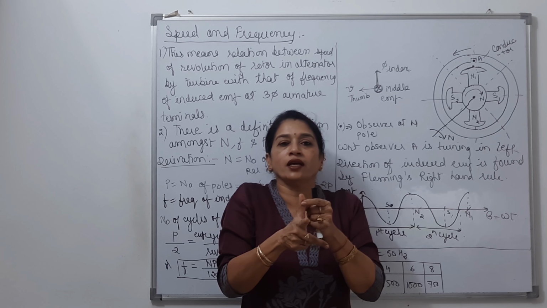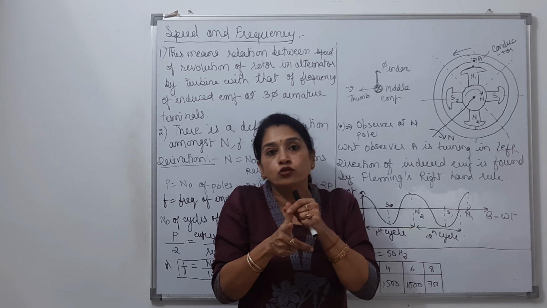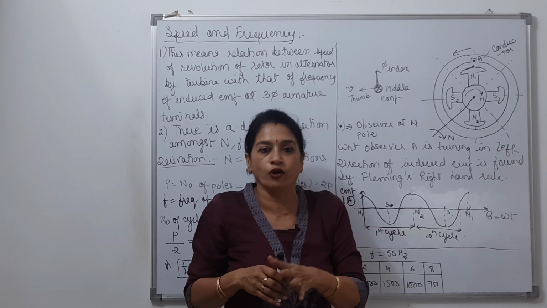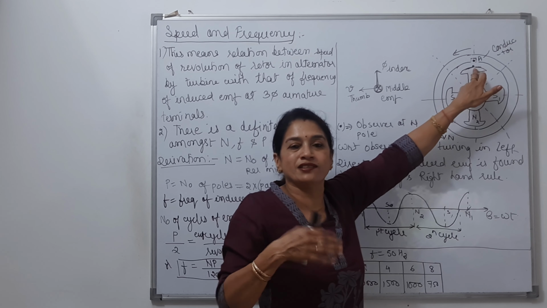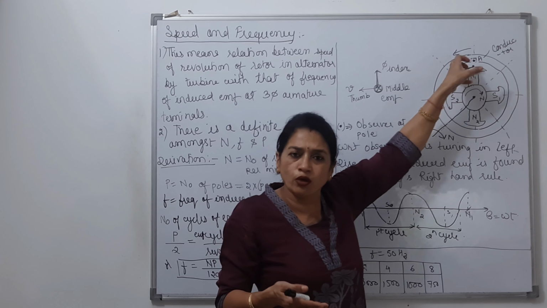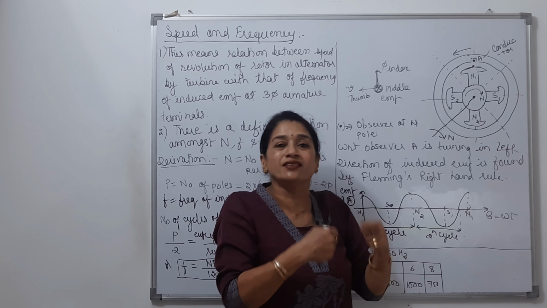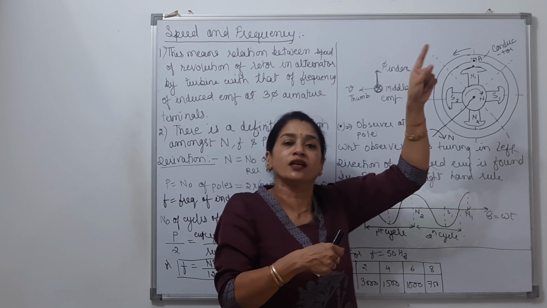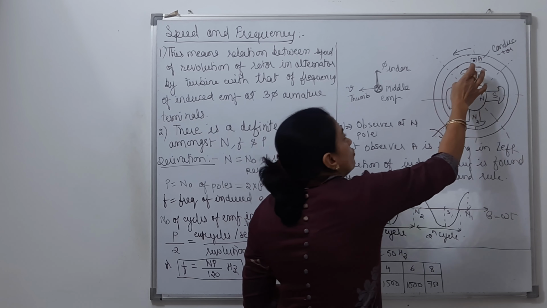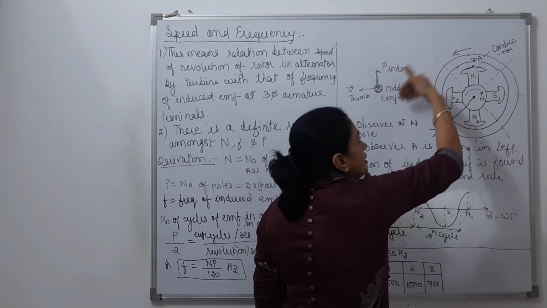So my conductor in which I am finding out the direction of EMF, that conductor has to be moving with respect to some relative point. So my relative point is lying over, or the observer is lying over the north pole. Though that observer itself is rotating in clockwise direction, it seems to that observer that the conductor is rotating in the anti-clockwise direction. So with respect to this observer, the conductor is rotating in anti-clockwise direction.